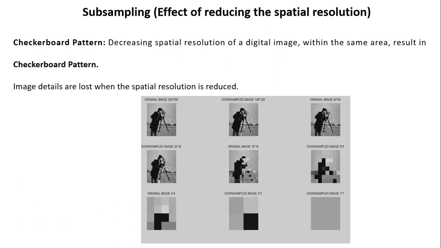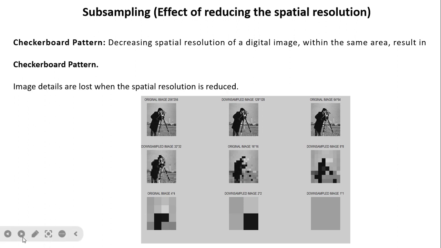Subsampling, that is the effect of reducing the spatial resolution. Decreasing the spatial resolution of a digital image within the same area results in a checkerboard pattern, because there are fewer samples in that fixed area, so the pixel size increases, and as pixel size increases, the quality of the image decreases. As our grid size increases, the image becomes degraded in quality.